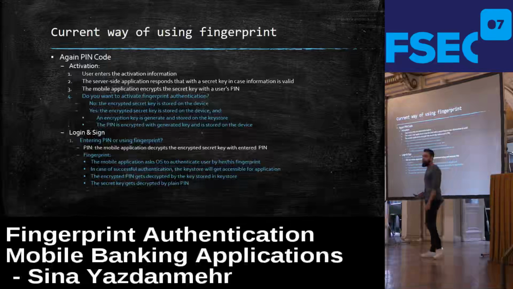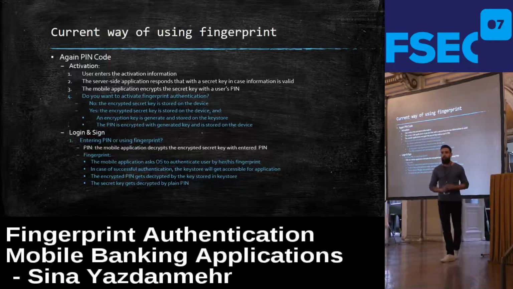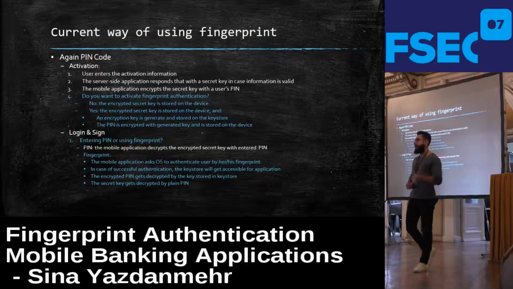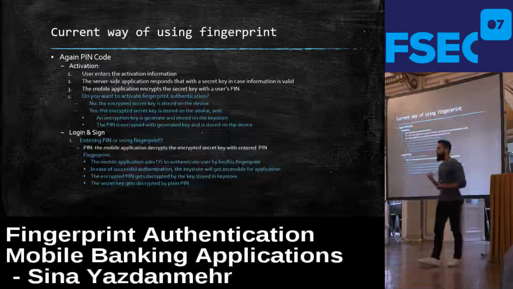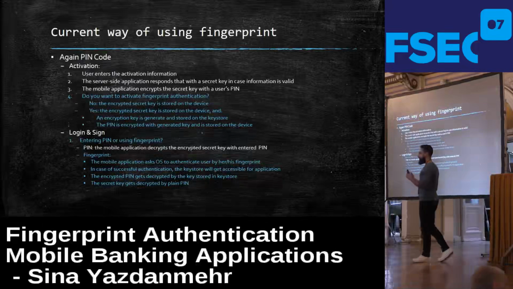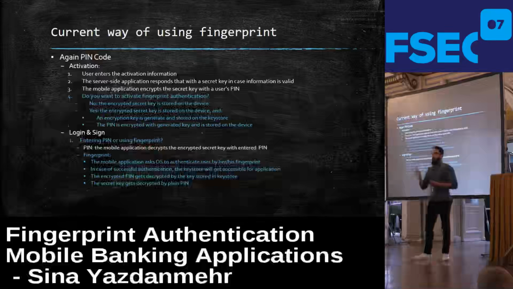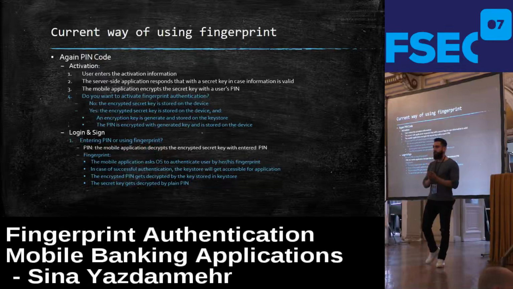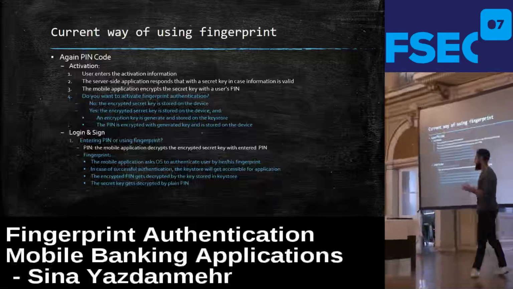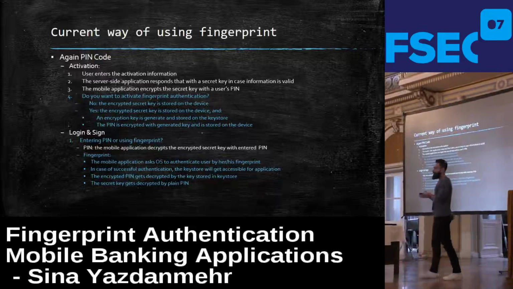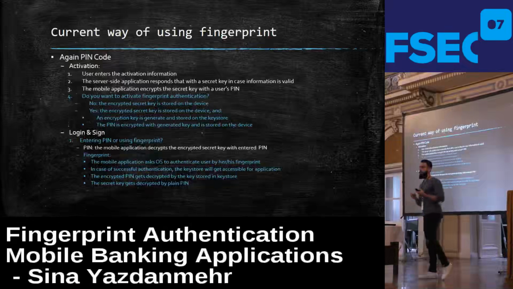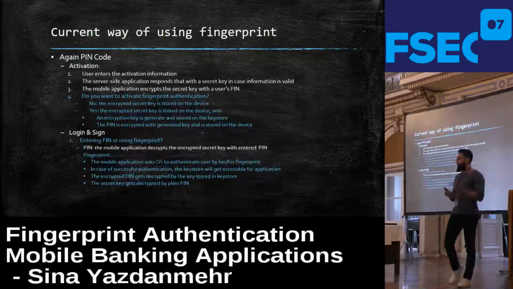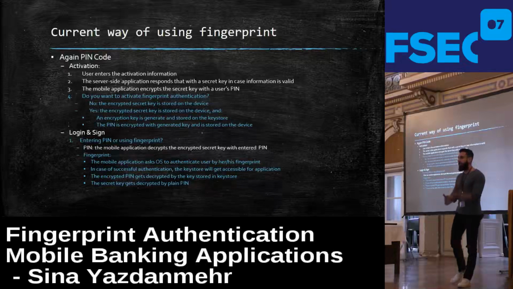if the user wishes to use fingerprint authentication, the application first uses the fingerprint API in order to authenticate the user by their fingerprint. In case of successful authentication, the operating system gives permission to that application to use the key store. Now the application can retrieve the encryption key from the key store and use that to decrypt the encrypted PIN code on the device.